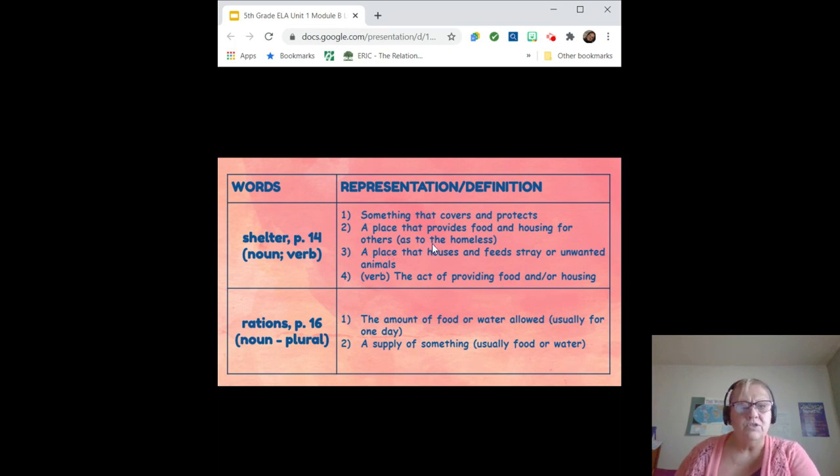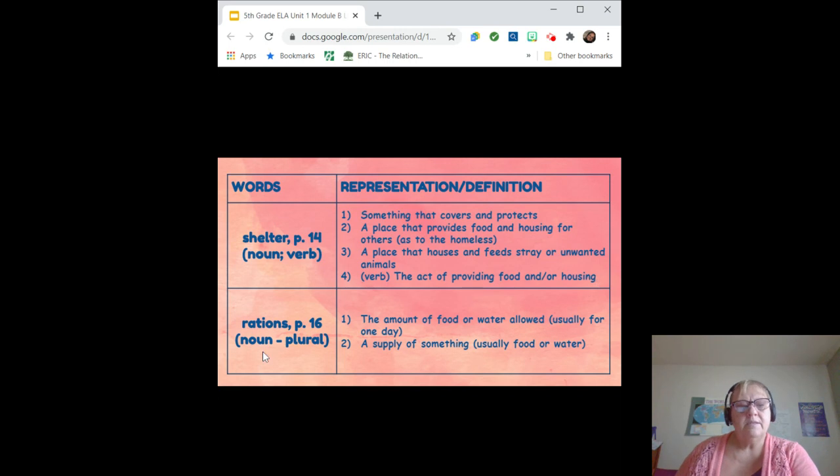Or is it an action word based on the text? Let's look at the different definitions. One is something that covers and protects, a shelter, covering and protecting. Another might be a place that provides food and housing for others, like a homeless shelter. A place that houses and feeds stray or unwanted animals. Well, we've heard of those shelters before too, haven't we? In Topeka, it's the Helping Humane Society. As a verb, it's the act of providing food or housing.